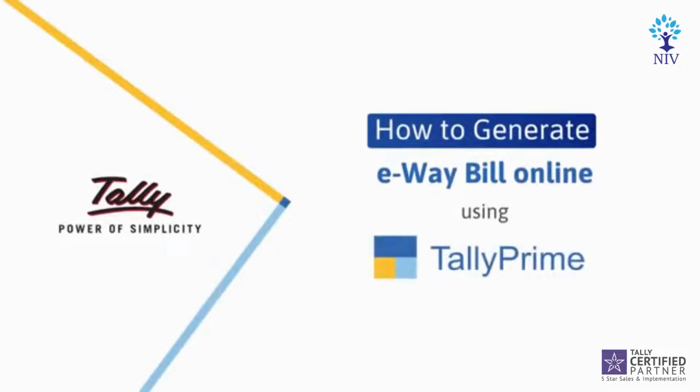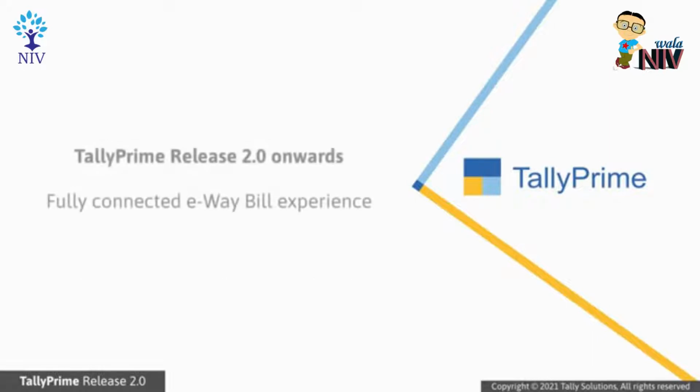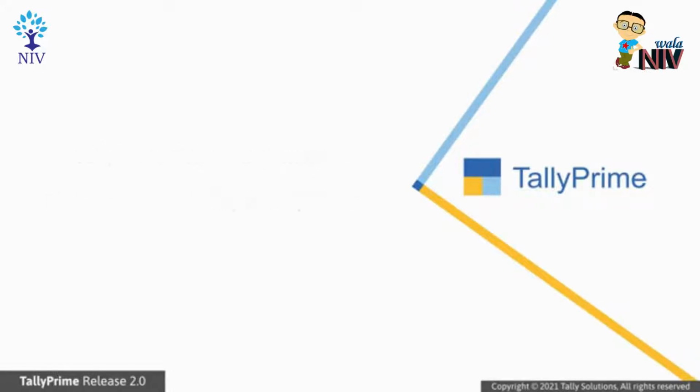In this video, you will learn how to generate e-way bills online using Tally Prime. You will need to generate an e-way bill for movement of a consignment with goods valuing either Rs 50,000 or more, or the value prescribed by each state. Tally Prime Release 2.0 onwards, you can enjoy the benefits of a fully connected e-way bill experience.